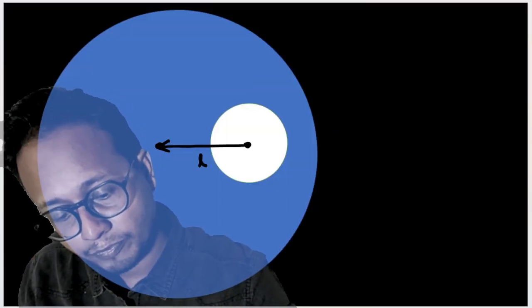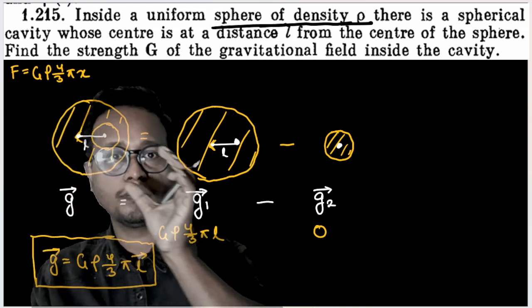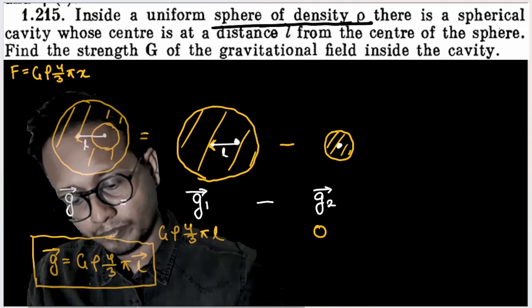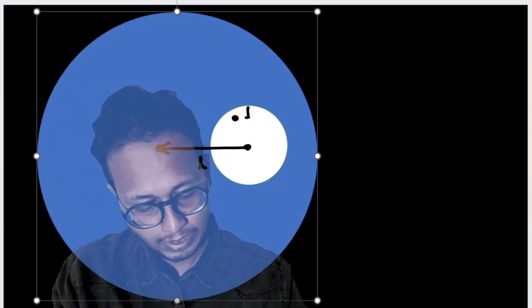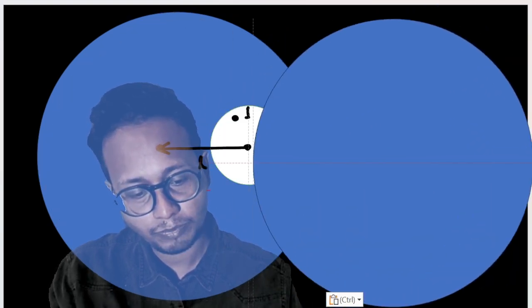Now suppose I want to find the field out here, at any point inside the planet. Field at point 1. Due to this complete sphere, what is the field at point 1? What I'm trying to say is, suppose I copy this sphere and paste it out here. I'll just make it smaller.